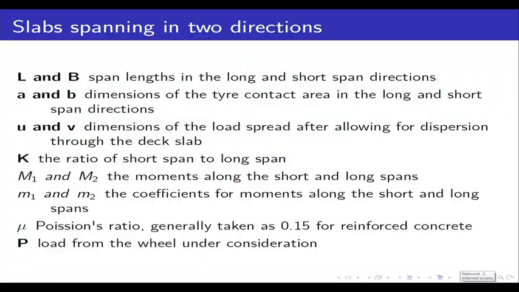So, let us come to the dimensions I have mentioned: L and B are the span lengths in the long and short span directions; a and b are the dimensions of the tire contact area in the long and short span directions; u and v are the dimensions of the load spread after allowing for dispersion through the deck slab; K is the ratio of short span to long span; M1 and M2 are the moments along the short and long spans; m1 and m2 are the coefficients for moments along the short and long spans; mu is Poisson's ratio, generally taken as 0.15 for reinforced concrete; P is the load from the wheel under consideration.